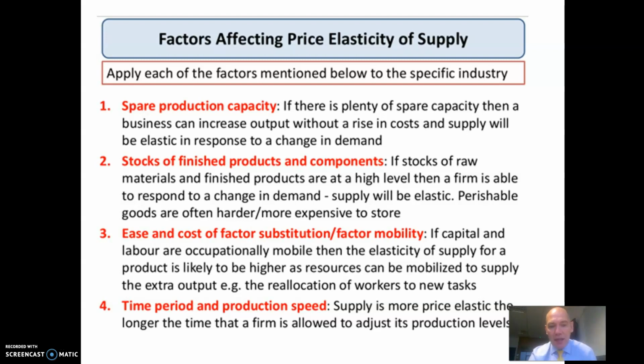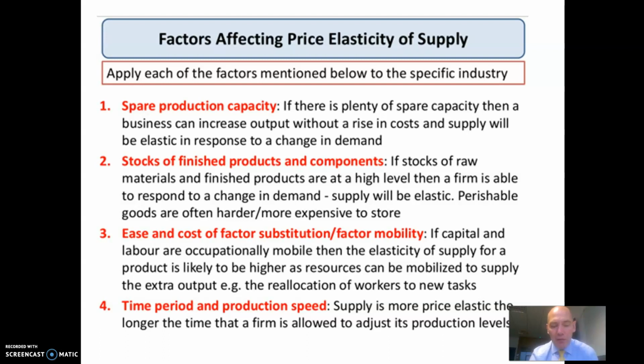The third one, the ease and cost of factor substitution, and what you're talking about here is the ability to switch resources between uses. So, for example, if you were in a biscuit factory, if there was a new line, perhaps Christmas goods coming online, are you able to quickly move some workers to another? Are you able to move production lines from the production of one good easily to another? If you are able to, supply will be more elastic. If you're unable to, it will be less elastic.